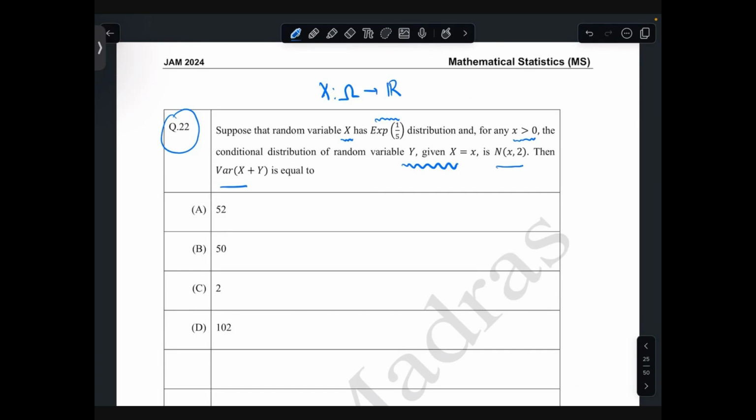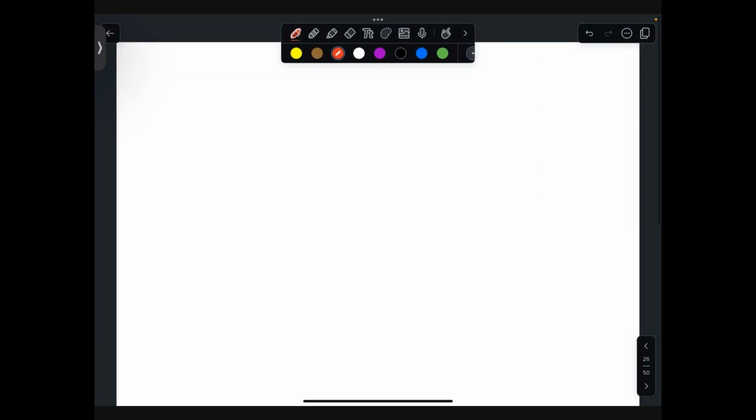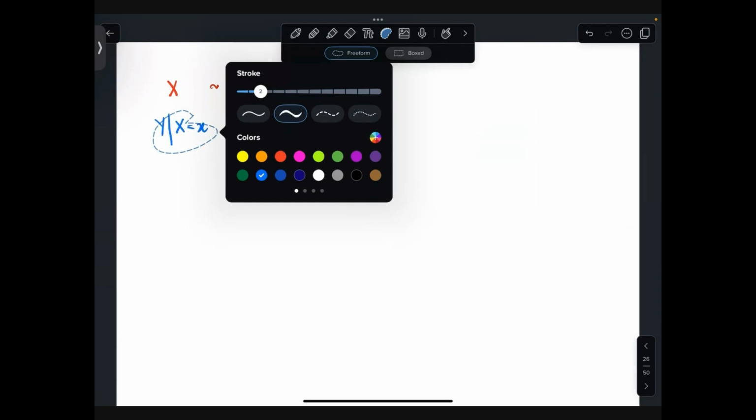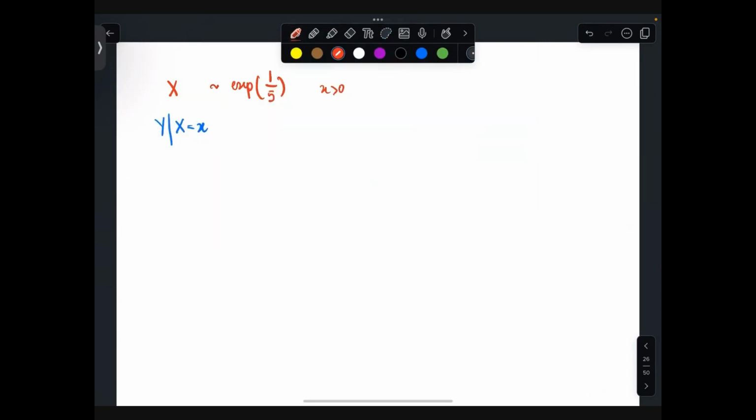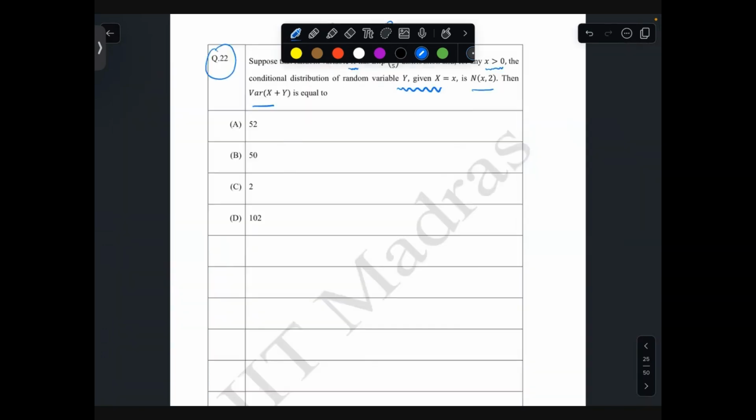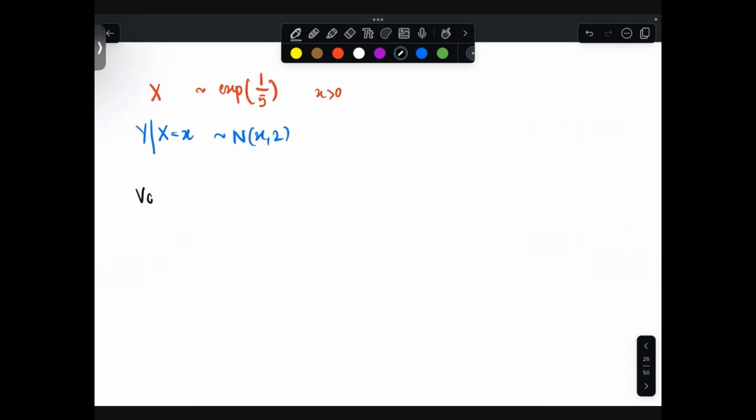So let's revise the concepts involved here, or rather, what pieces of information are given. You're given X, and you're given Y given X equal to x. You know X follows the exponential (1/5) distribution, with x greater than 0. And here it's given that Y given X is Normal(x, 2). So these are the two pieces of information given. Now your goal is to find the variance of X plus Y.